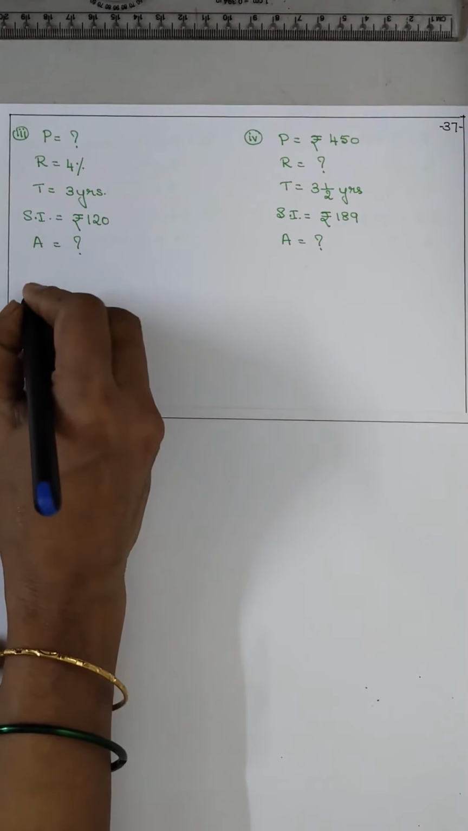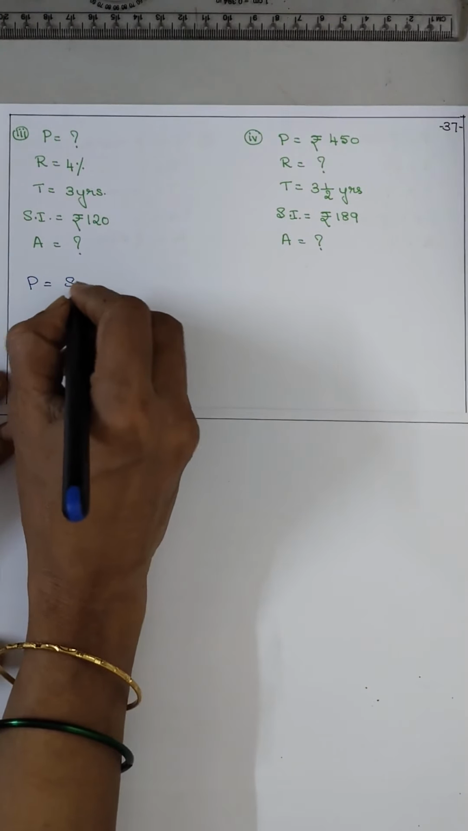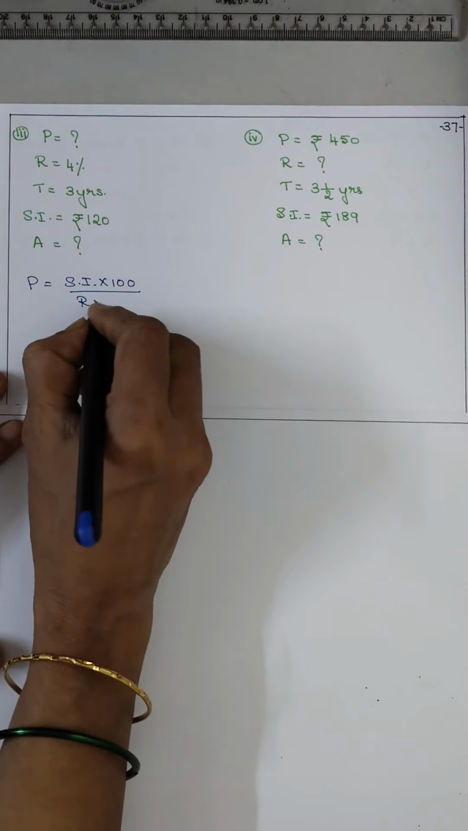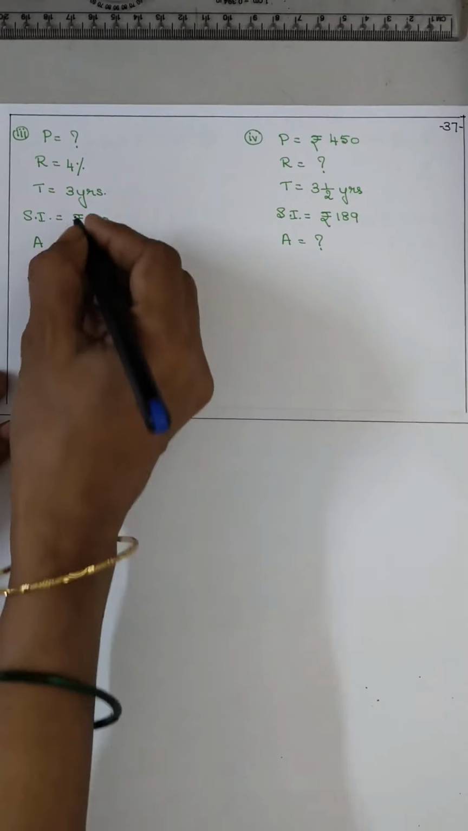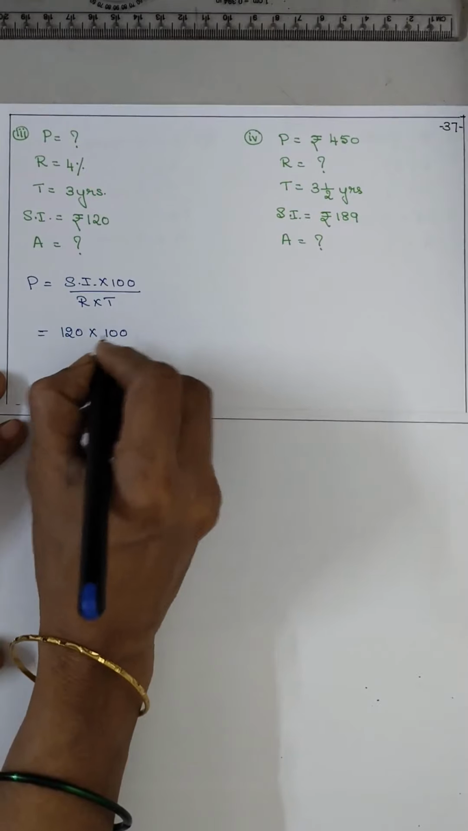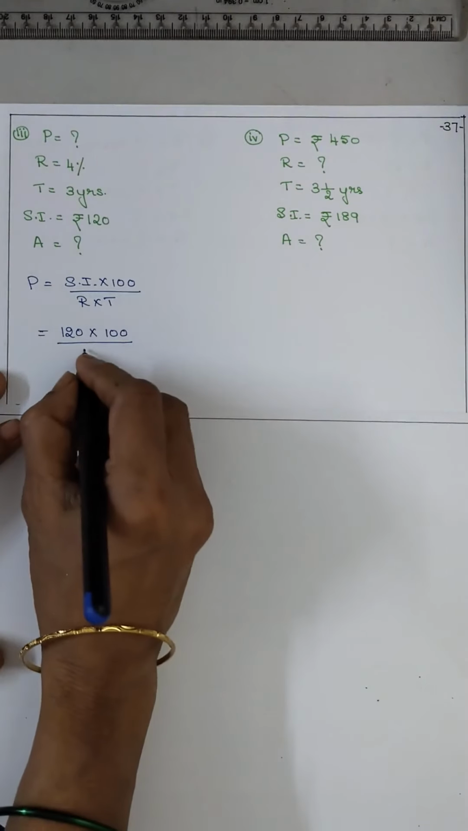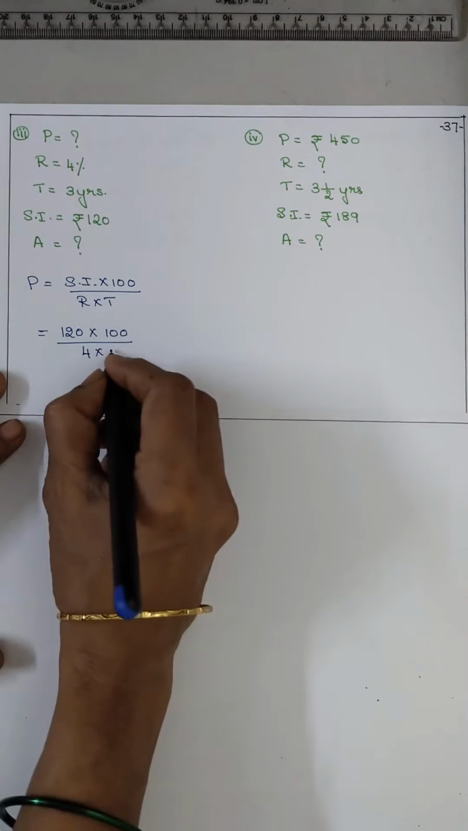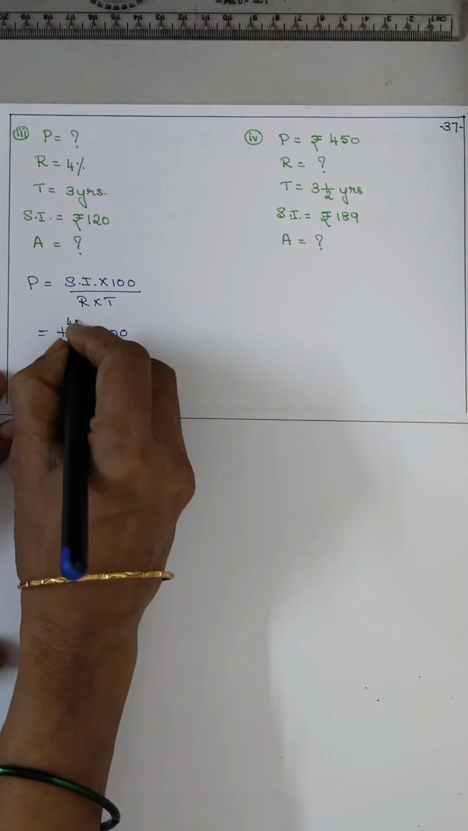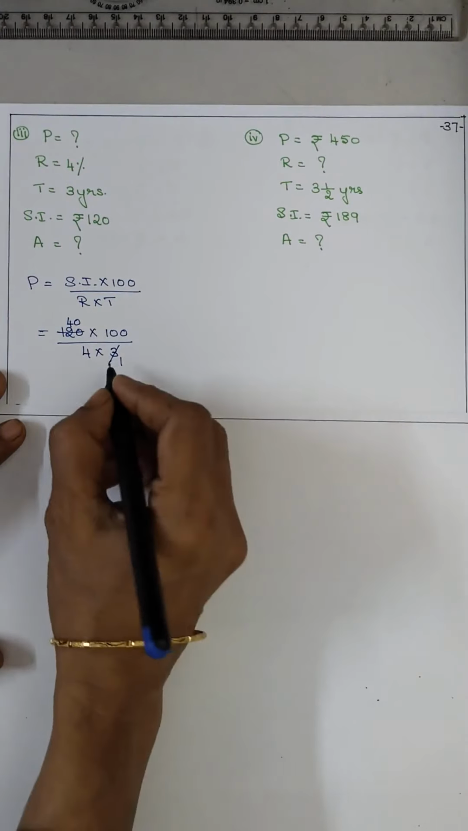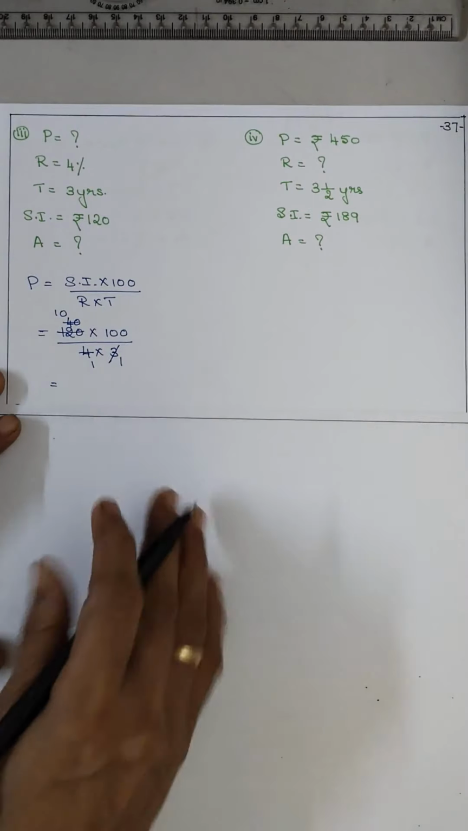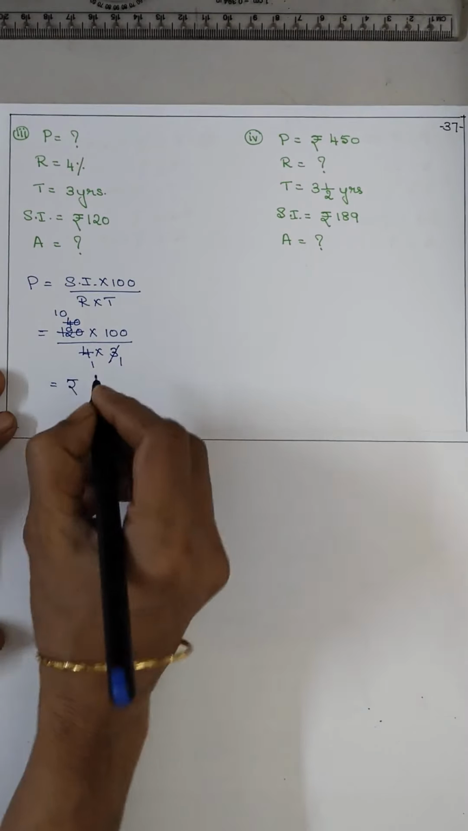So P is equal to formula SI into 100 upon R into T. SI is 120 into 100 upon R is 4, T is 3. So 3 1s are 3, 4s are 12, 0, 4 1s are 4, 10s are. So it will be how much?